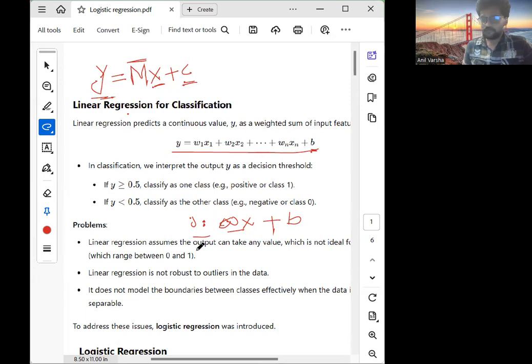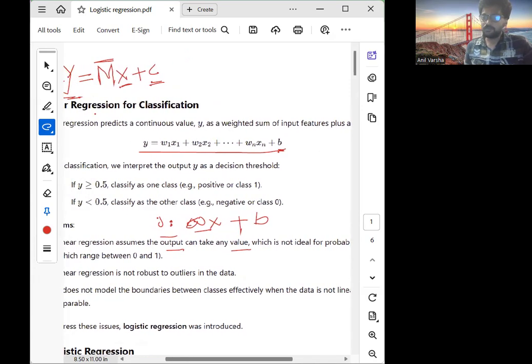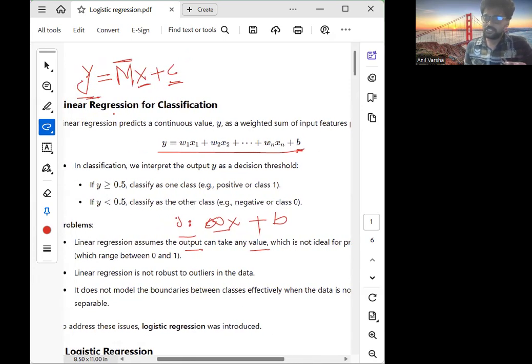But the problem with linear regression is that it assumes the output can take any value, which is not ideal for probabilities, which range between 0 and 1. Also, linear regression is not robust to outliers in the data. If there are outliers, linear regression doesn't work well. So it does not model the boundaries between the classes effectively. If there are multiple classes, it will not be able to draw the boundaries effectively, so multi-class classification would always be the biggest problem.